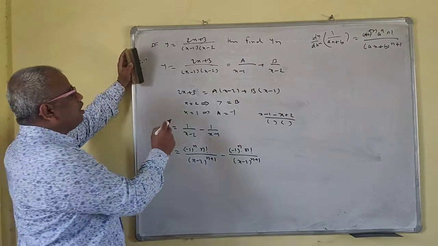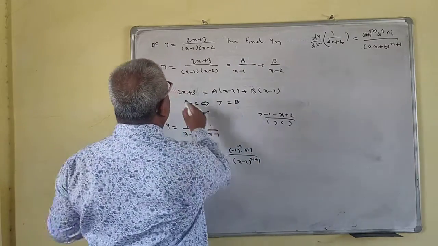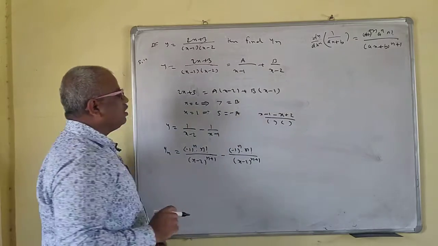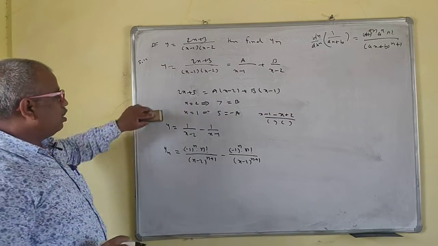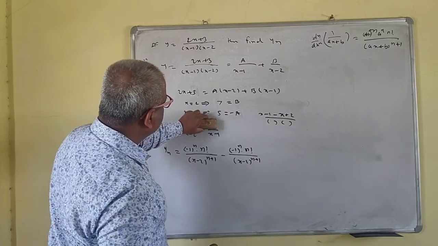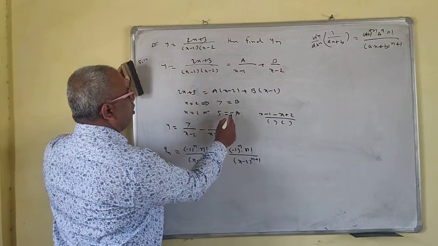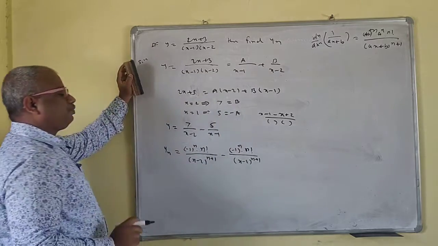If x is equal to 1, then this is 5. This is minus a. That means a is equal to minus 5. So your values are what here then? Your b is positive, so this is 7. Your a is negative, so this is 5.